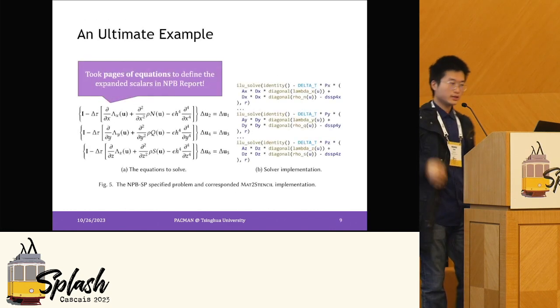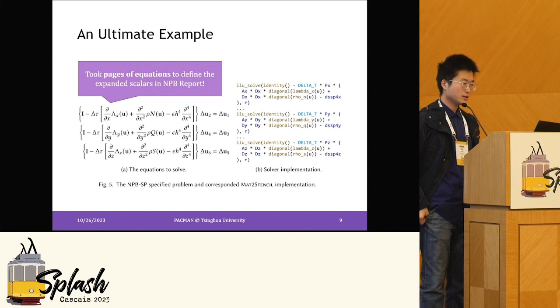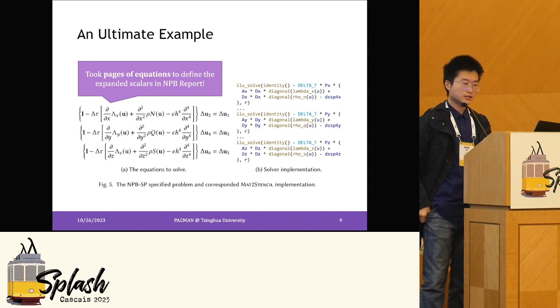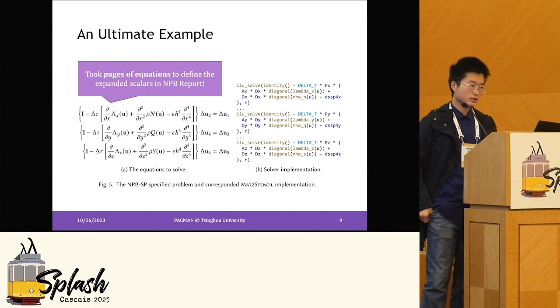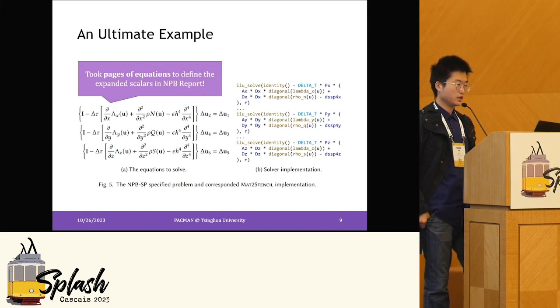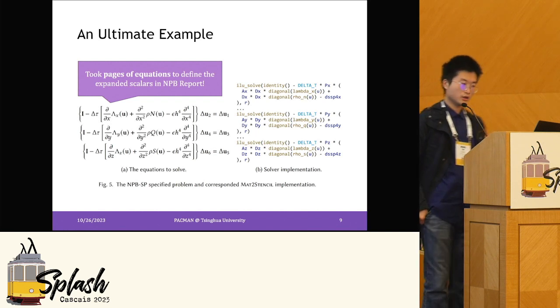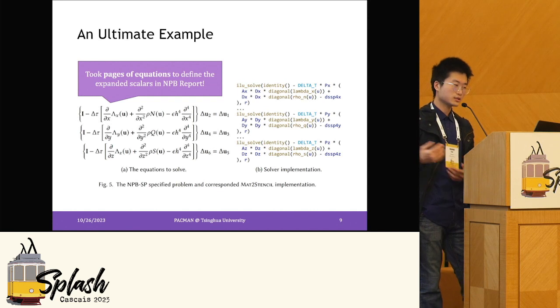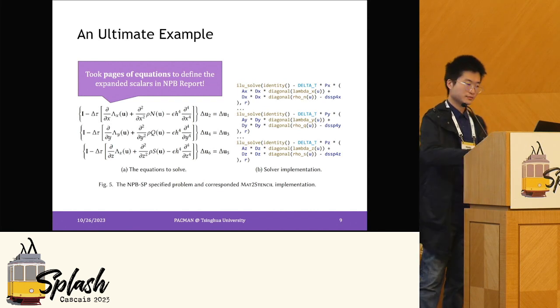And with this abstraction, we can show an ultimate example: in the NAS Parallel Benchmark, they need to solve 3 equations. They took pages to define the scalar form in their tech report, but in our DSL, we can write it down in merely 3 statements.